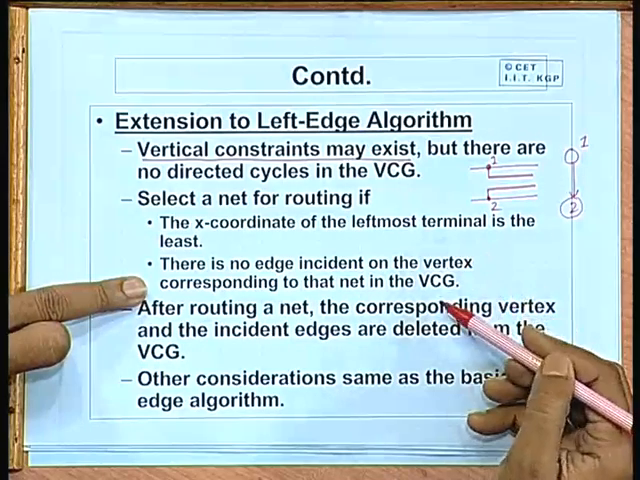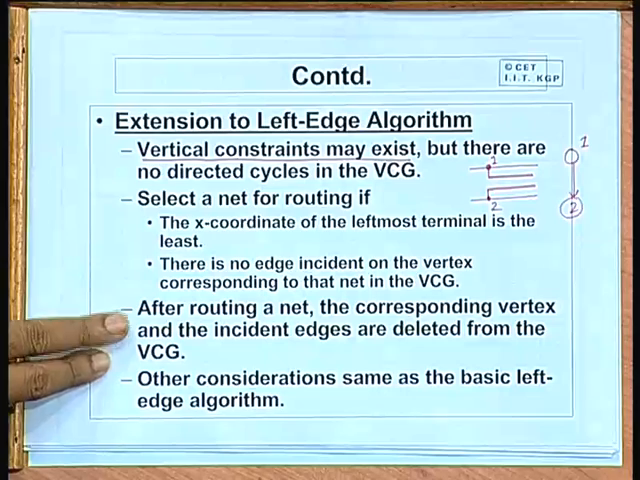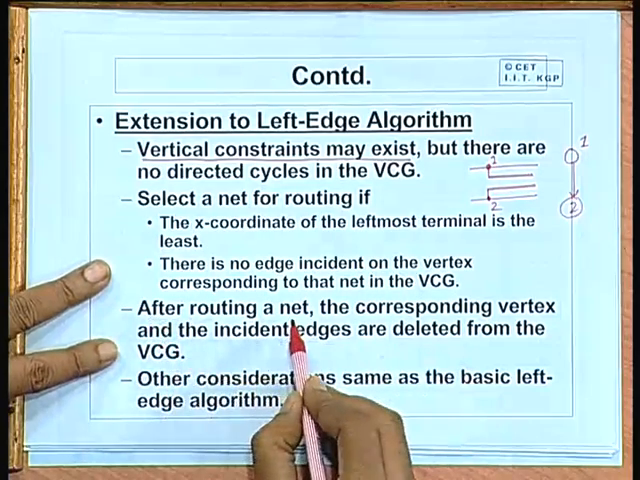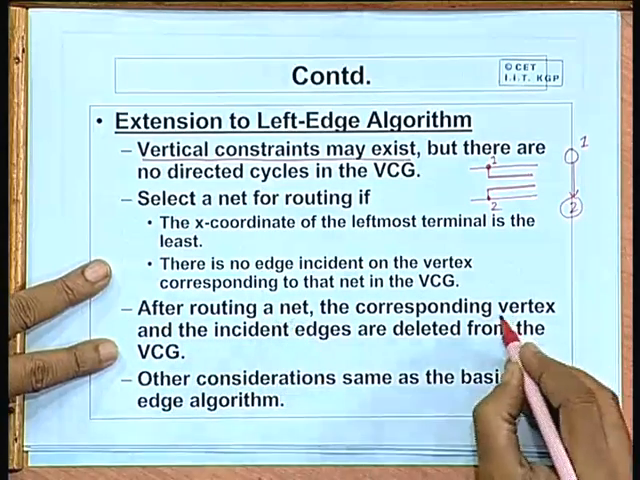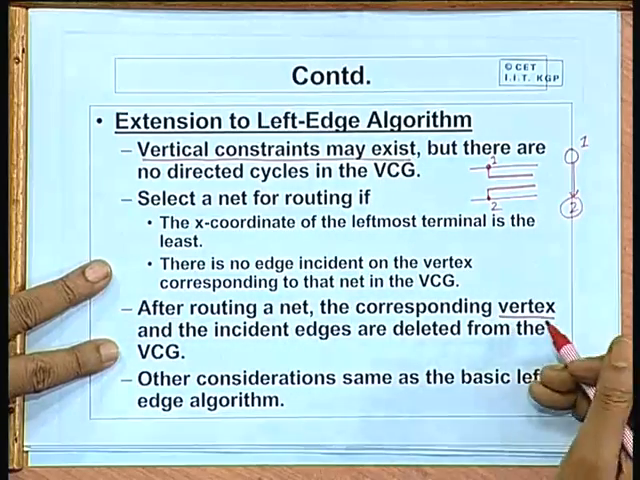So, if you follow this, then you can get a solution. But of course, after the routing of that particular net is completed, you will have to delete that vertex from the graph, that vertex and the associated edges. Okay, we have an example to illustrate this. Let us take this example.